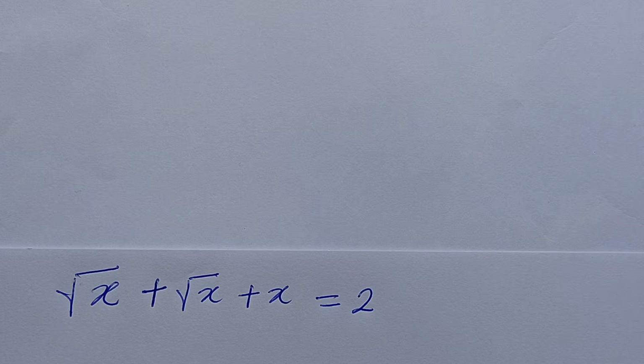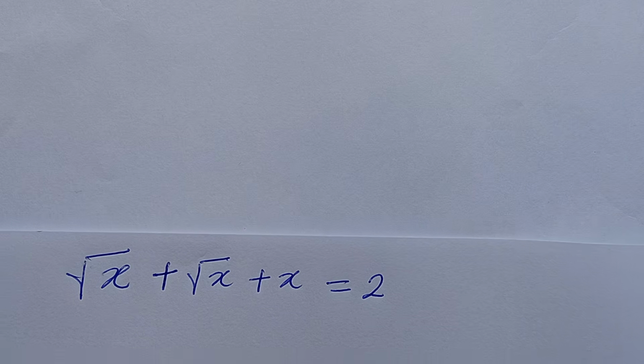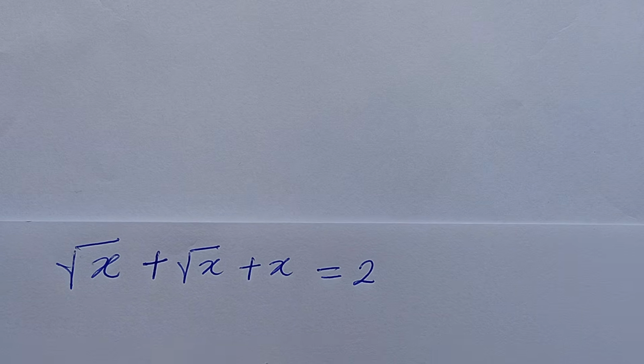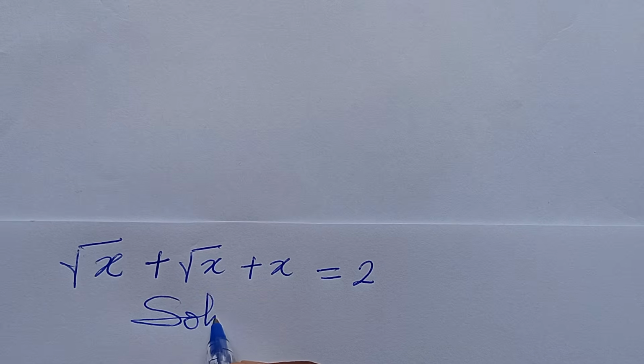Today we have this simple radical equation before us here. And the question reads: the square root of x plus the square root of x plus x equals 2. So how do we get the value of x that satisfies this radical equation? So let's take the simple steps to solving this. So the first step we take here is our solution.